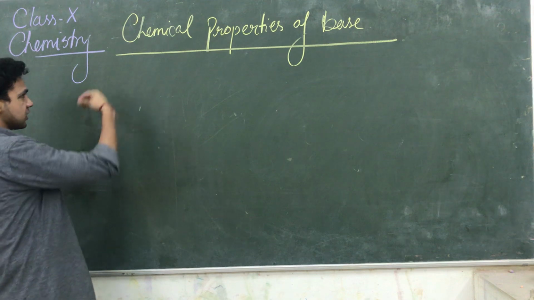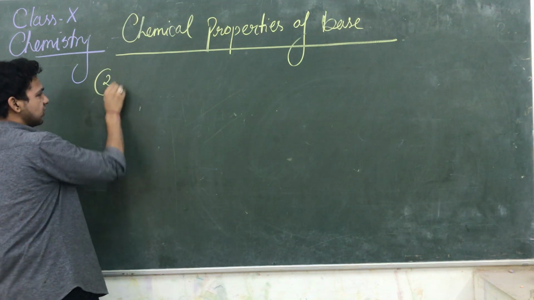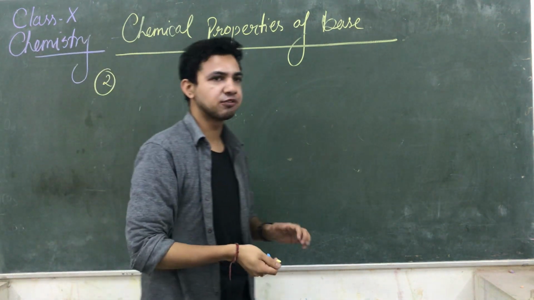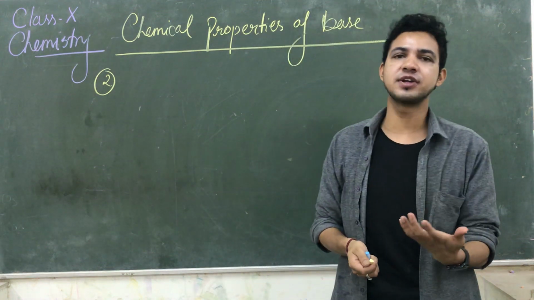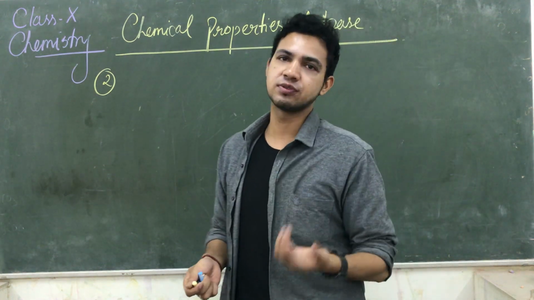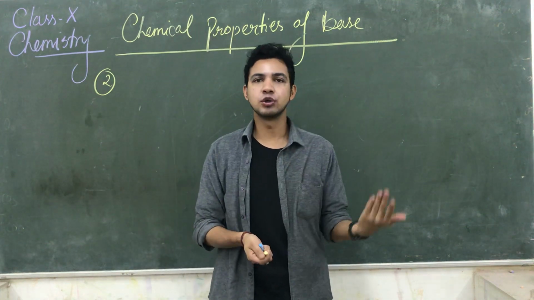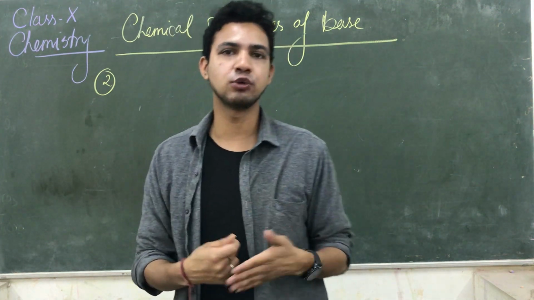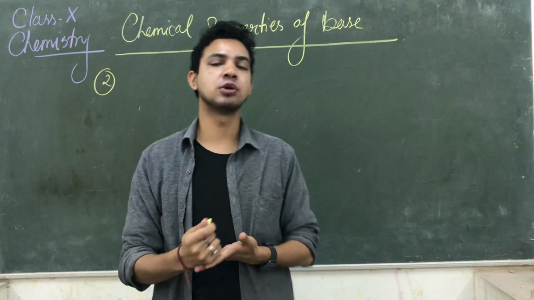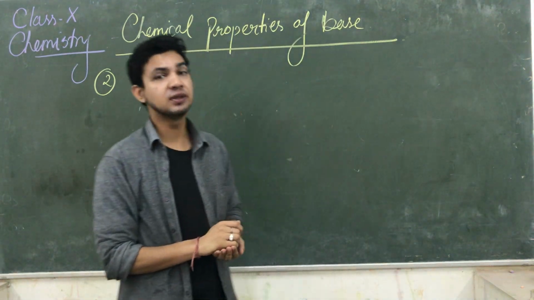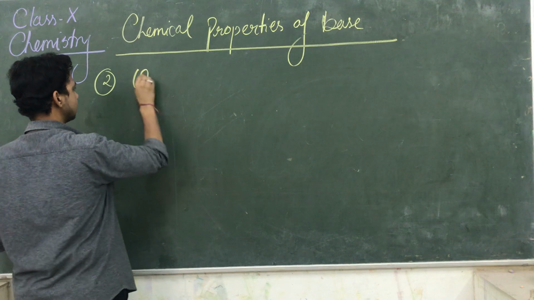Okay, the first property we have done: when a metal reacts with a base, it forms a salt, like zinc reacting with sodium hydroxide forms sodium zincate, Na2ZnO2, a colorless salt. The next property is when a base reacts with an acid.